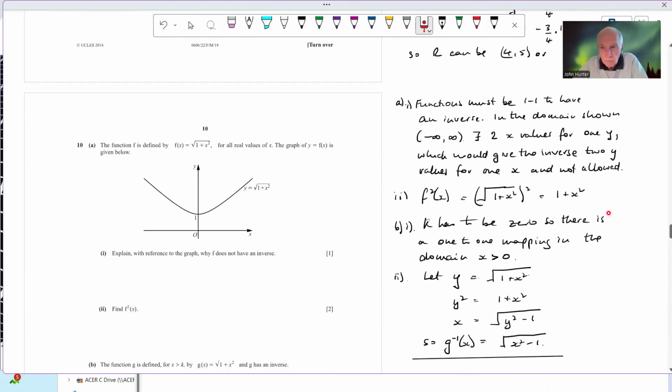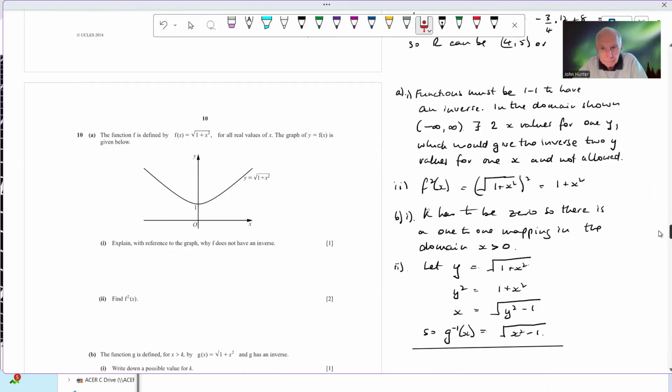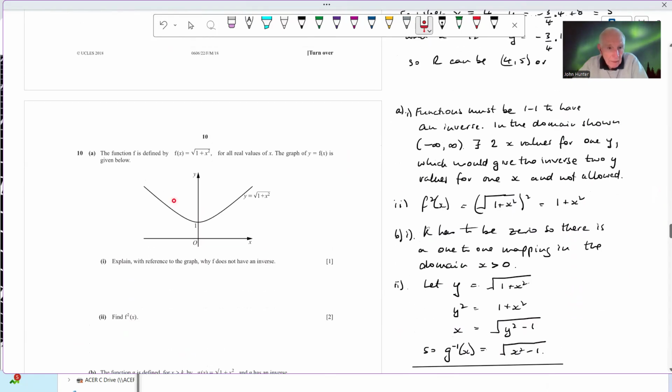Right, okay, we're going to move on to number 10. The function f is defined by this for all real values of x. Here's our all real values of x, and there is the graph. Obviously it goes on in either direction. Explain with reference to the graph why f does not have an inverse.